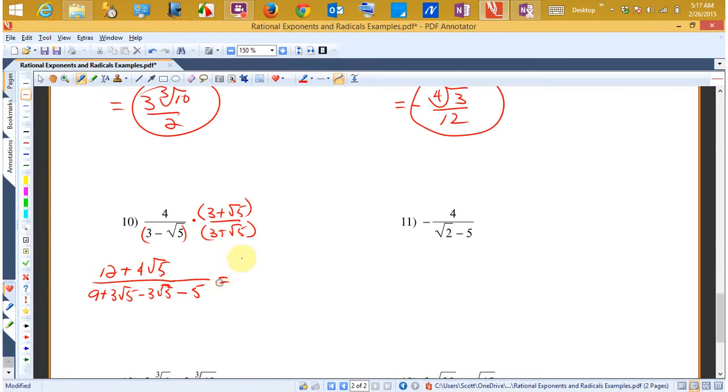Okay, so I've got 12 plus 4 times the square root of 5 all over 9. Now my square roots of 5 in the denominator go away, so I have 9 minus 5. So I'm going to have 4. Okay, so what we can do now is we need to simplify that. So I'm going to factor a 4 out of the numerator. So that would be 4 times 3 plus the square root of 5 all over my denominator of 4. Now then, since I've got multiplication, I can cancel those 4s, and I have 3 plus the square root of 5.